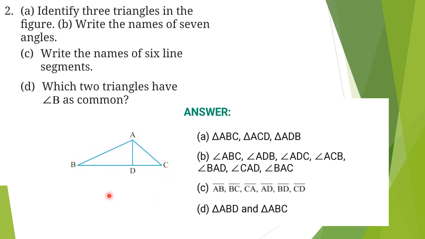Write the names of 6 line segments. Line segment AB, line segment BC, line segment CA, line segment AD, line segment BD, and line segment CD. Which two triangles have angle B as common? Triangle ABD and triangle ABC.